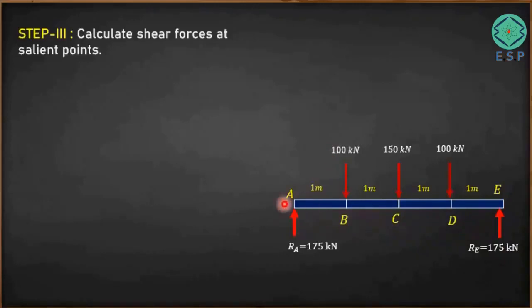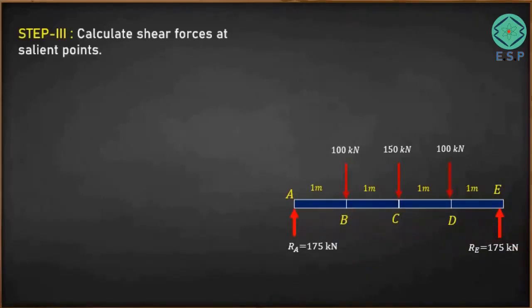All these transverse forces, you can see 175, 100 kilonewton, 150, are acting perpendicular to the length of the beam. So they will try to shear the beam, and that is why these forces are called shear forces. Now to understand the variation of shear forces, first of all we have to go for step 3 and calculate shear forces at salient points. I have already explained salient points. All the points where the transverse forces are acting are called salient points. So we have 1, 2, 3, 4, 5 salient points.